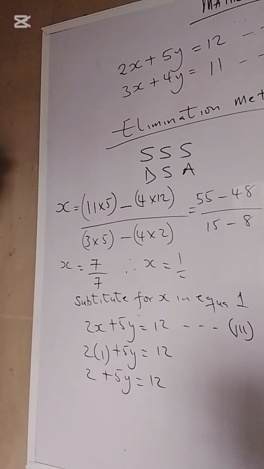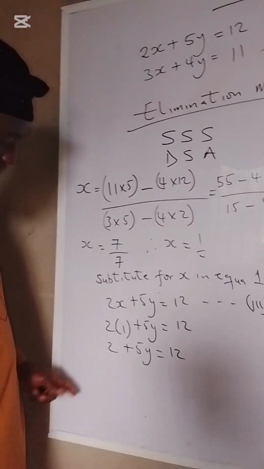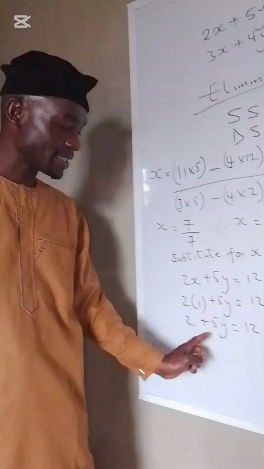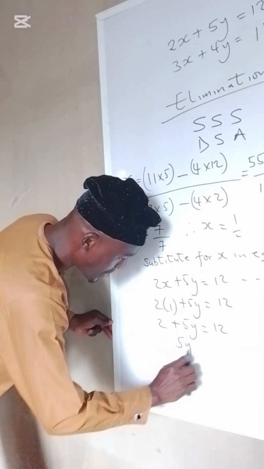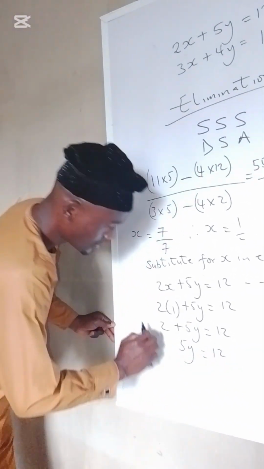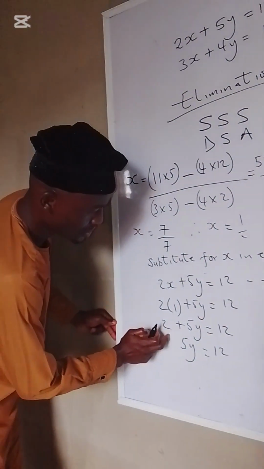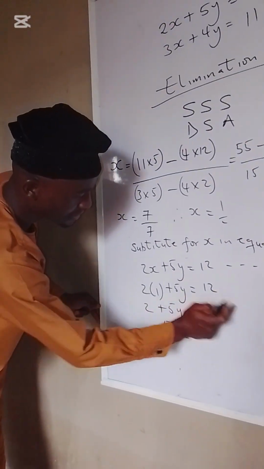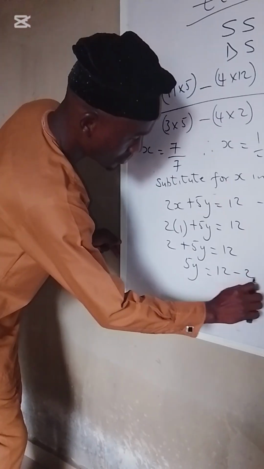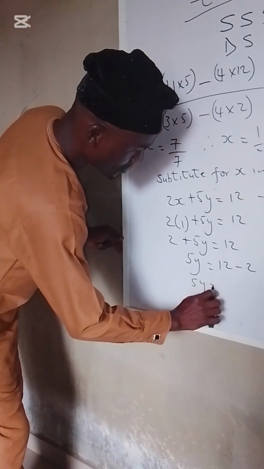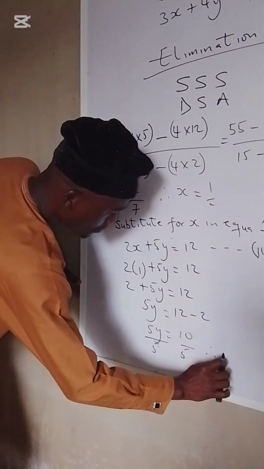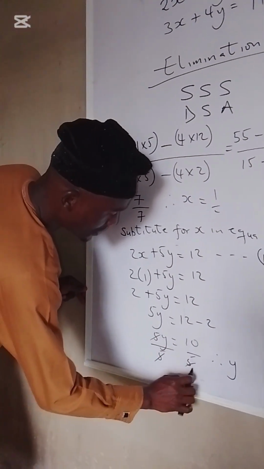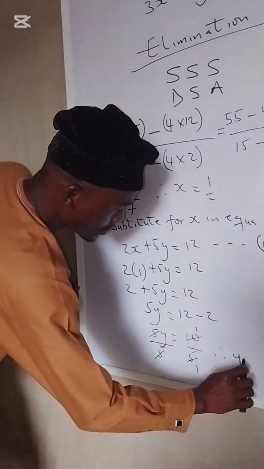Am I communicating? Now, having known that, we collect like terms. That's the rule of mathematics. So, collecting like terms, that will give us 5y is equal to 12. When this 2 crosses to the other side, it turns to minus 2. So that will give us 5y is equal to 12 minus 2, 10. So we divide both sides by 5. Therefore, y is equal to 5 into 5 is 1, 5 into 10 is 2. So our y is equal to 2.